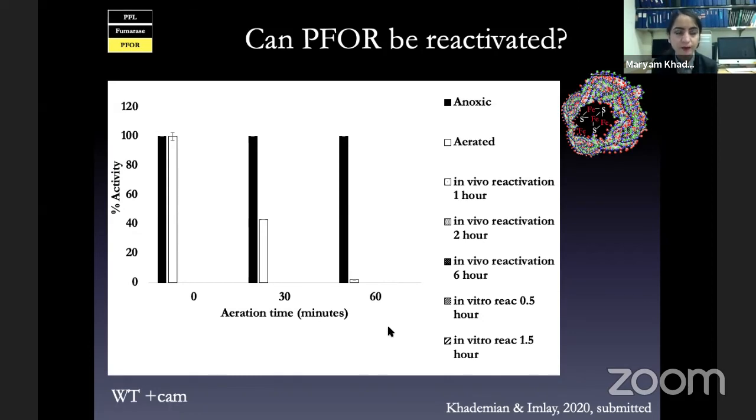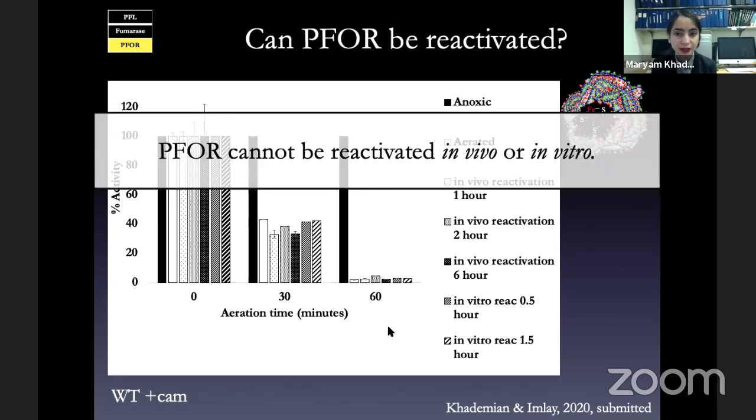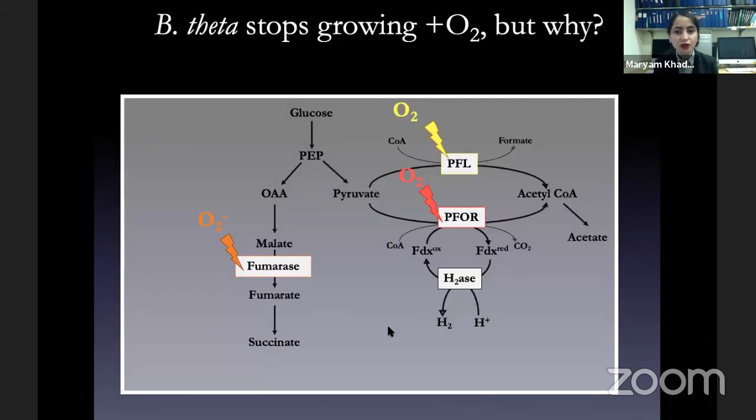Now, if I put the cells back in the chamber and I wait for 1 hour, 2 hours, or 6 hours, the activity does not come up. If I add iron and DTT to rebuild the cluster basically in vitro, the activity does not come out either. So this suggests that PFR cannot be reactivated in vivo or in vitro. Now, putting all of these things together and summarizing, what I showed you is that we know that these three enzymes are damaged.